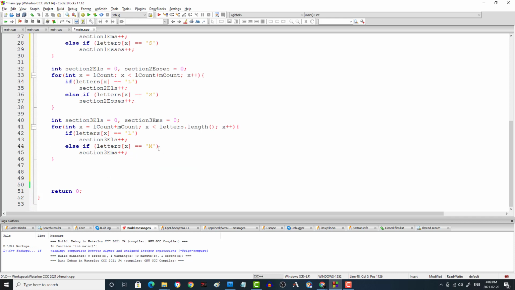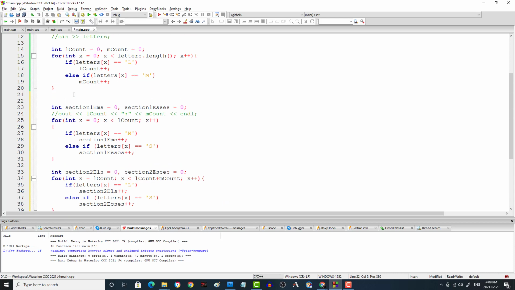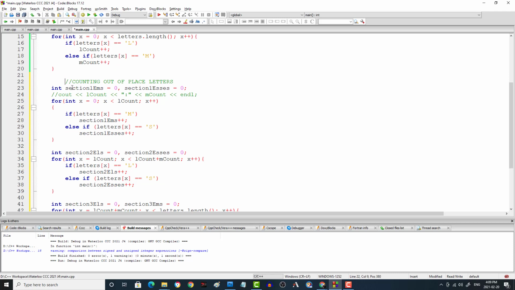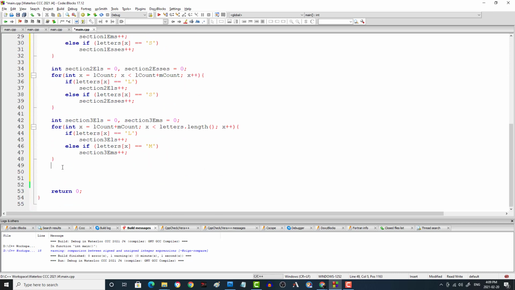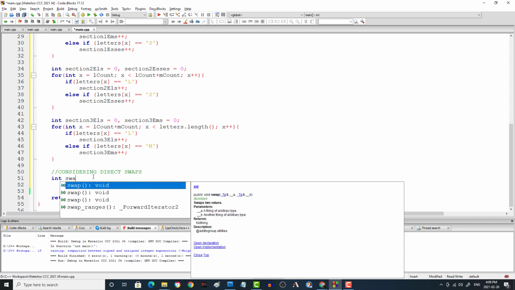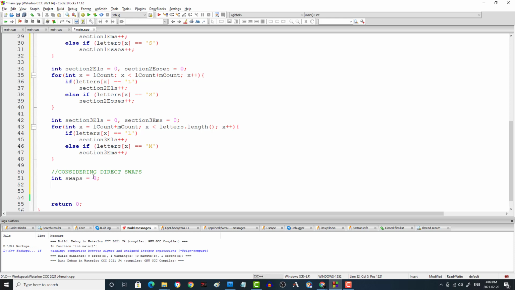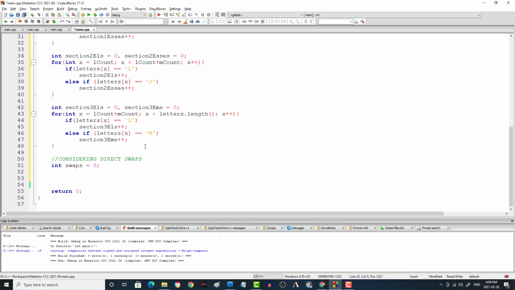So what we can do next is we can say looking at direct swaps. Okay, so all of this stuff here is just counting out of place letters. Okay, now here what we can do is we can consider direct swaps. Now direct swaps are going to be the best. So what we're going to do is we're going to say int swaps is equal to 0. Okay, because right now we haven't done any swaps.